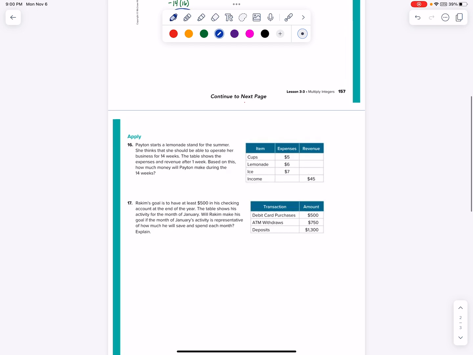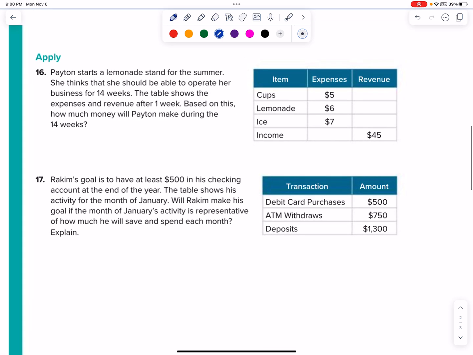All right, let's go ahead and do our apply. It's the same thing we did in our notes. Okay, so let's look at the information. She thinks she could operate her lemonade business for 14 weeks. The table shows expenses and revenue for 1 week. Based on this, how much money will she make during the 14 weeks?